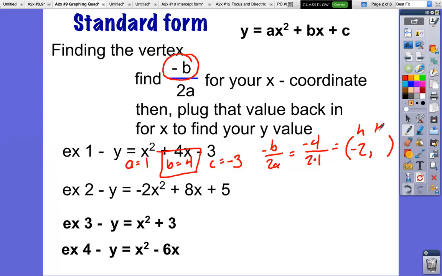Please watch. This is the heart of what we're doing today. Some of you already know it. Some think it's easy. Some people may have never seen this. To find K, or your Y coordinate in your vertex, all you do is plug this back in for X everywhere you see an X. I see an X here, and I see it here. And what value am I plugging in? Your H value. Use parentheses when you plug it in.